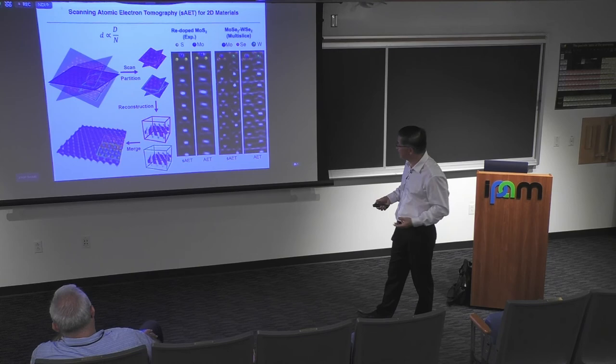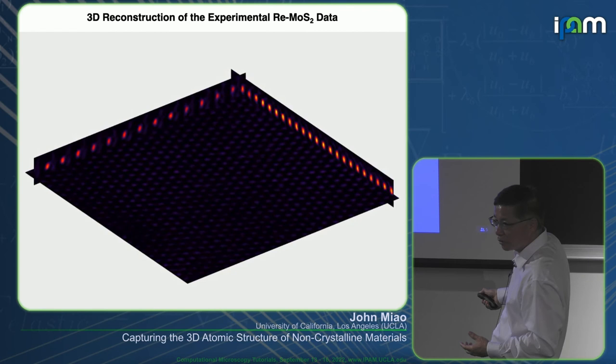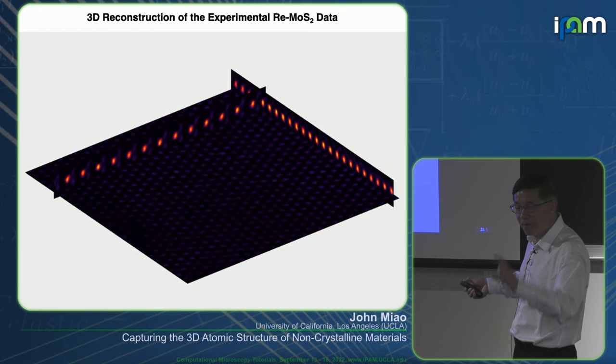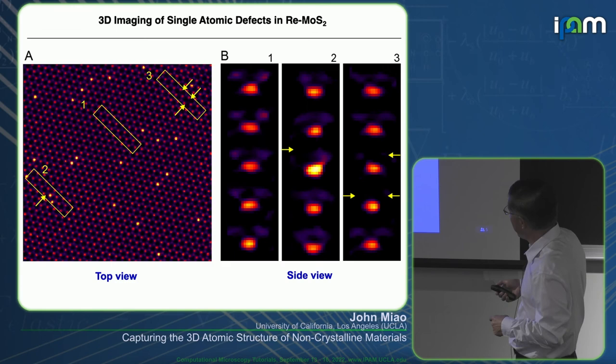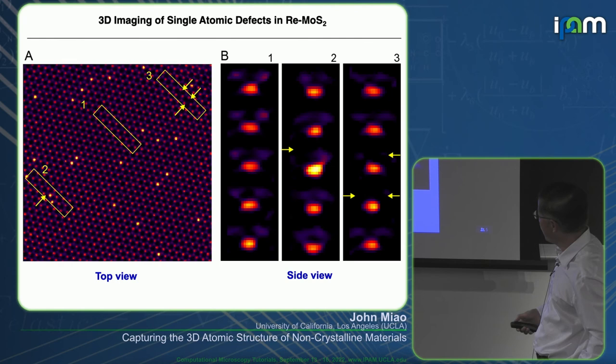And here you may not see it very clearly, but you can see three atomic layers: molybdenum, rhenium, and molybdenum. Trust me, they are there. The atoms are elongated because the missing wedge direction is very large, but we can trace the individual atoms very, very accurately. You can see in this region there are missing atoms here and here. We can look at the point defects.